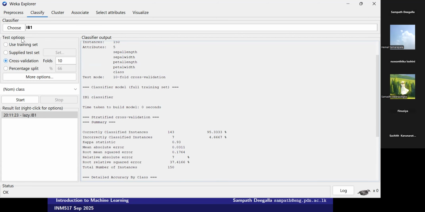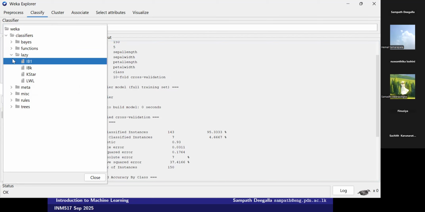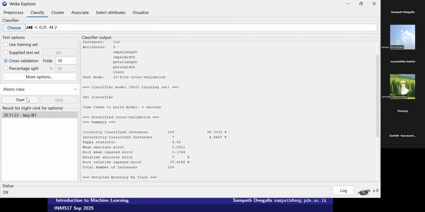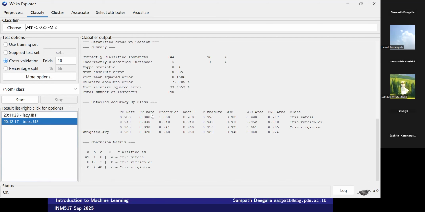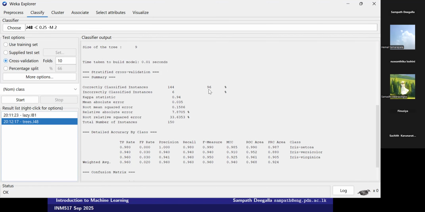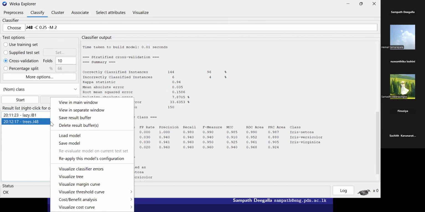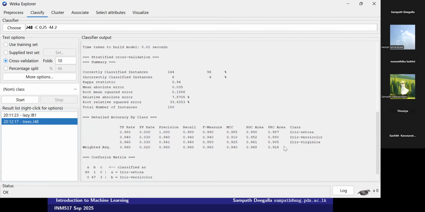Of course, you can try whatever algorithms we are very familiar with. Maybe let me check whether we could go for trees, J48. Yes, I'm going to click it. Of course, we are getting slightly better accuracy. Here we got about 95, and this is 96. Let me see the visualization.